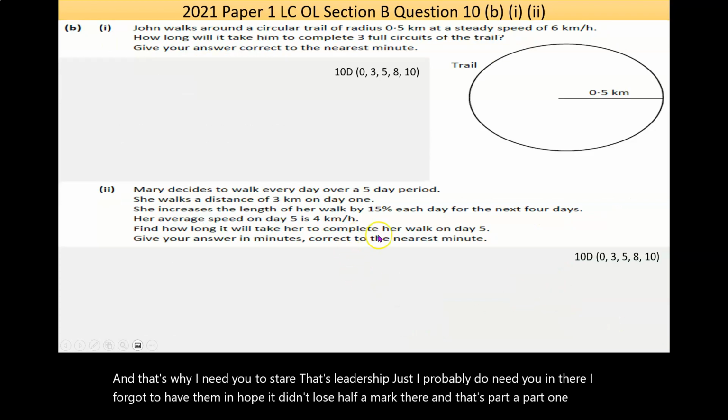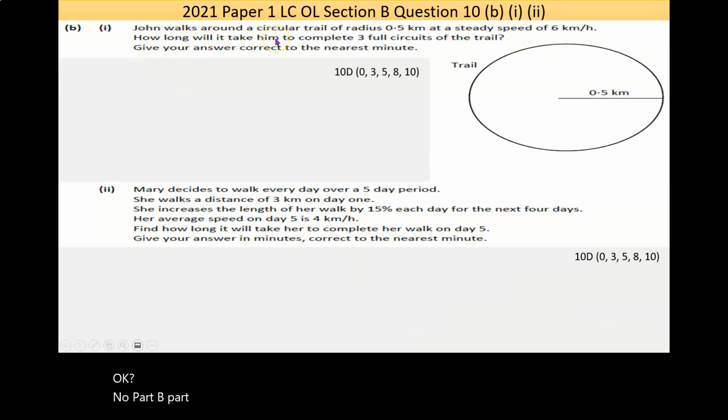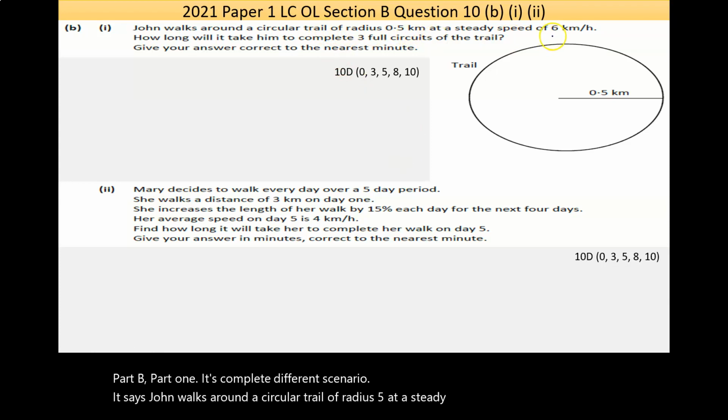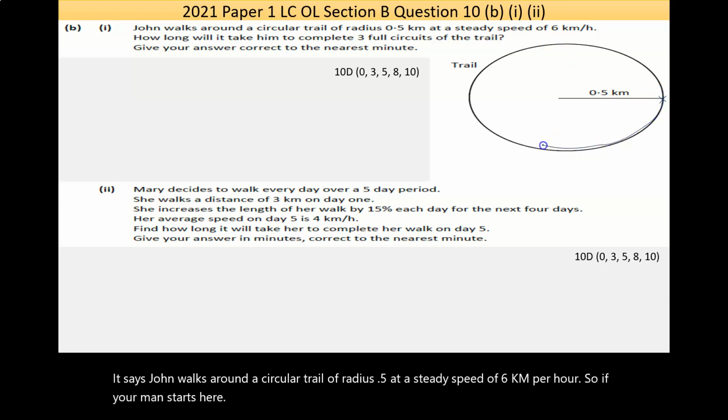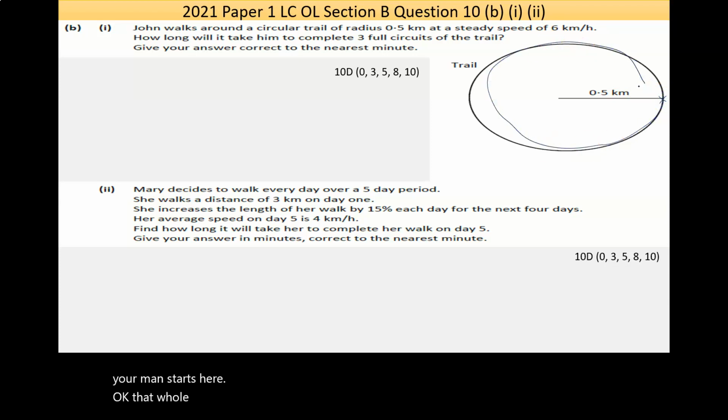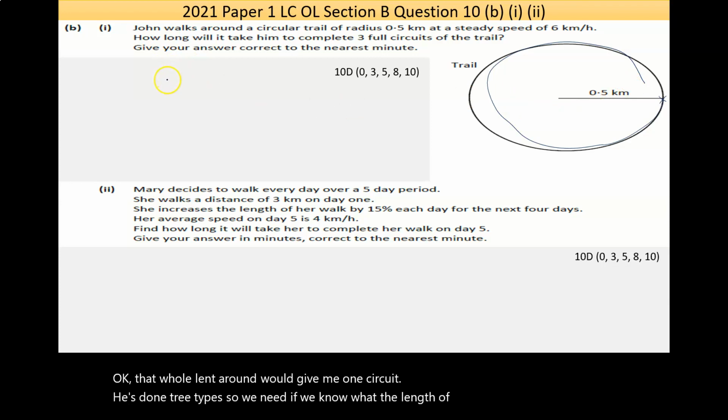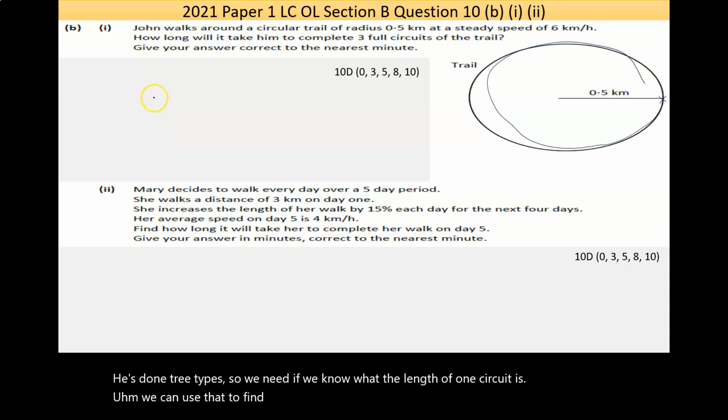Now, part B, part 1, it's a completely different scenario. It says, John walks around a circular trail of radius 0.5 at a steady speed of 6 km per hour. So if your man starts here, that whole length around would be one circuit. He's done 3 times. If we know what the length of one circuit is, we can use that to find out how long it took him. If he does 6 kilometers in 1 hour, how many 6 kilometers did he do?